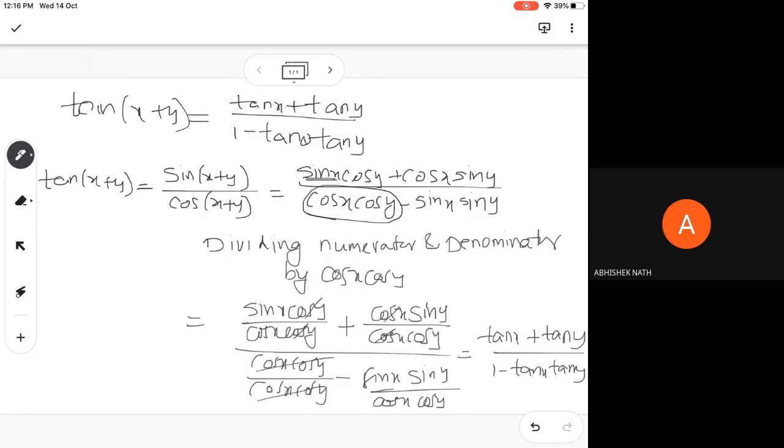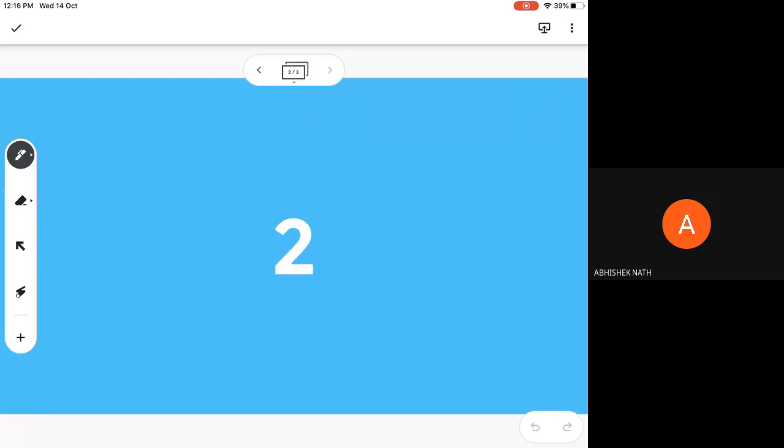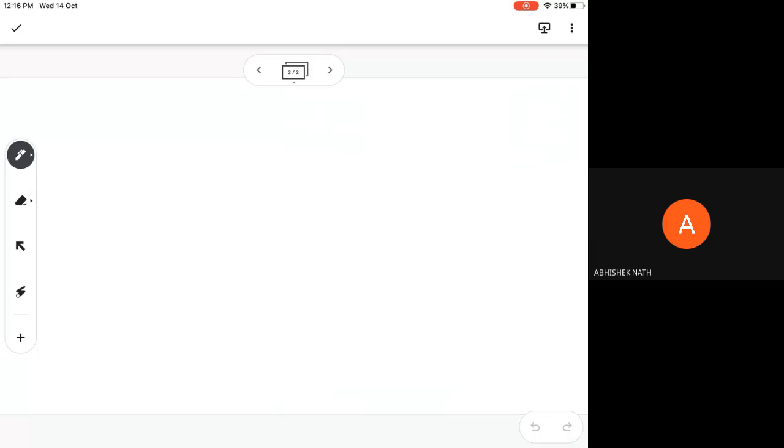In the same way, you can prove it by replacing y by minus y. If you replace y by minus y, you are going to get tan x minus y. So tan x minus y is equal to tan x minus tan y by 1 plus tan x tan y.